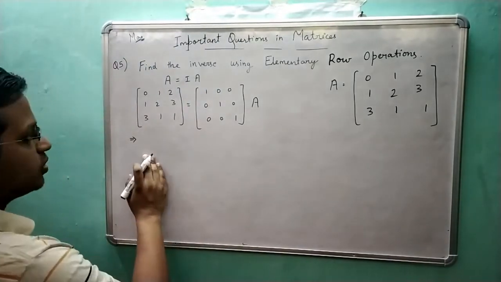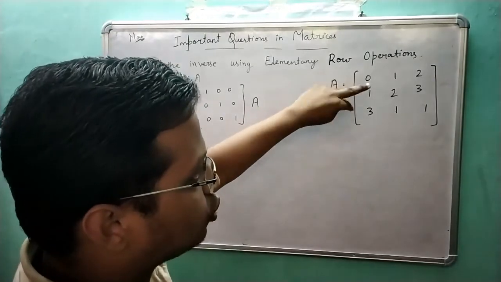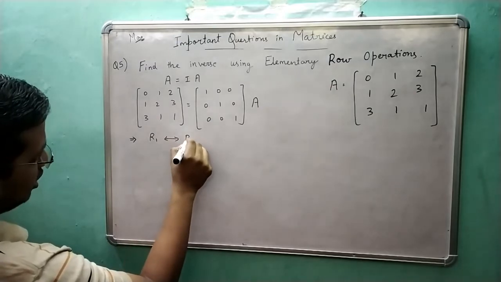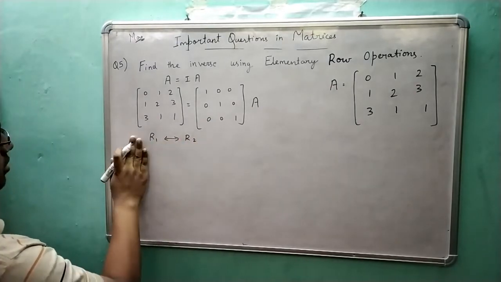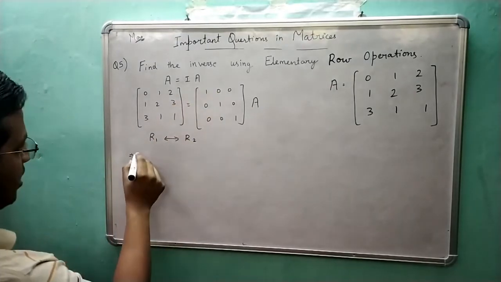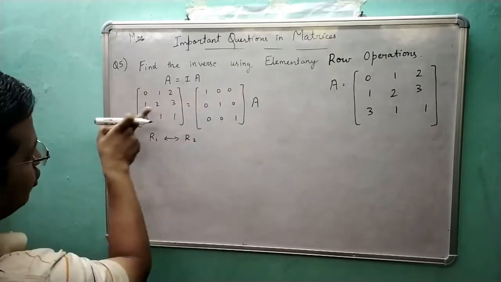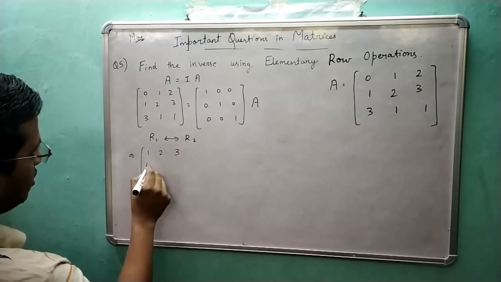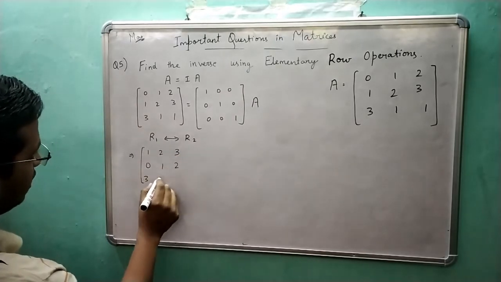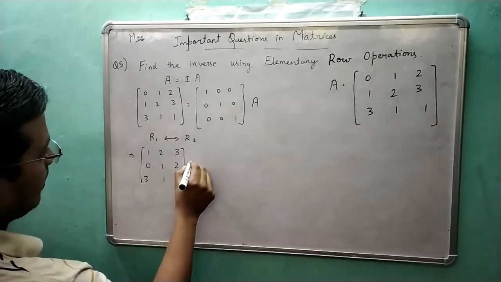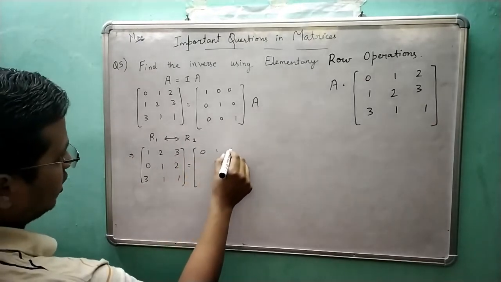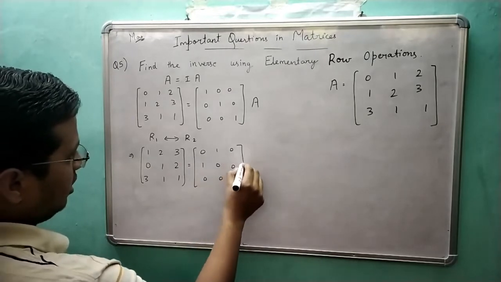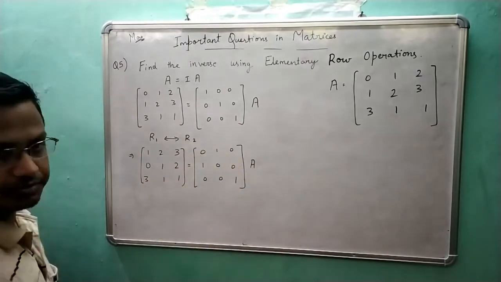So then what let us do is, let us interchange these two rows. So R1 interchanged with R2. So with this operation, we will interchange this row with the second one. So our matrix will be 1, 2, 3, 0, 1, 2, 3, 1, 1 is equal to 0, 1, 0, 1, 0, 0, 0, 0, 1, A. This is the first step.